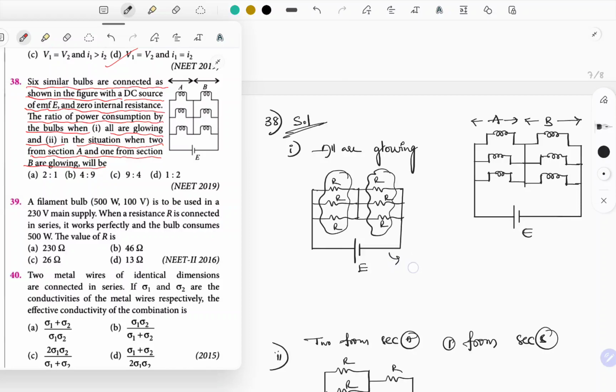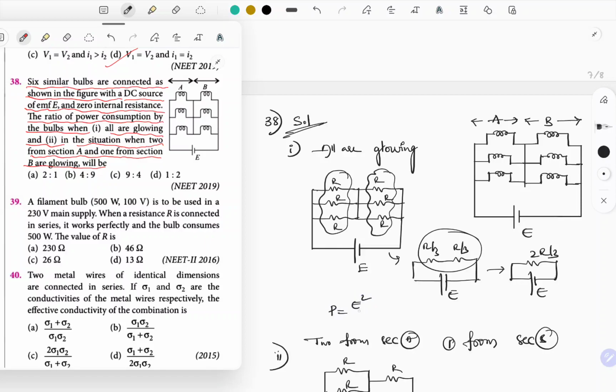So the remaining circuit looks like this. This is E and R by 3 and R by 3. These two are connected in series, so resultant resistance is going to be 2R by 3. I need power dissipation. Power is equal to E square by R, and that R is 2R by 3. 3 goes to numerator. So final answer is 3 E square by 2R.